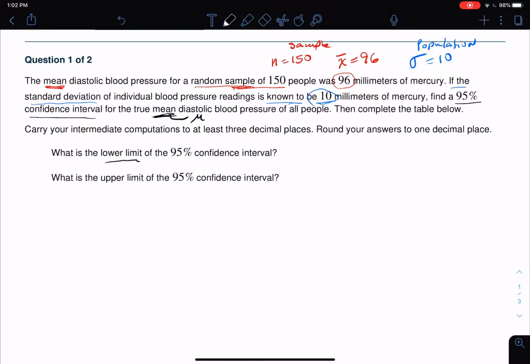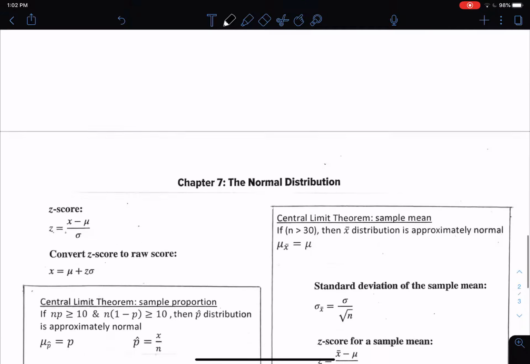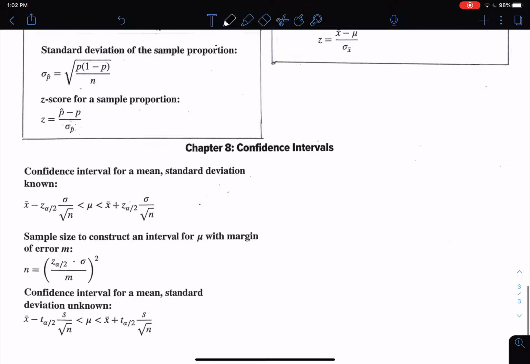So remember, we're trying to find a confidence interval. We don't know the exact population mean, so we're going to make an interval. We're going to find a number that says this population mean is going to be between this low number and this upper number. Okay. So it's a really good idea to go down to our formula sheet, confidence interval.